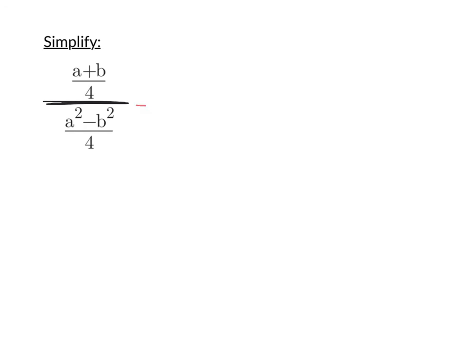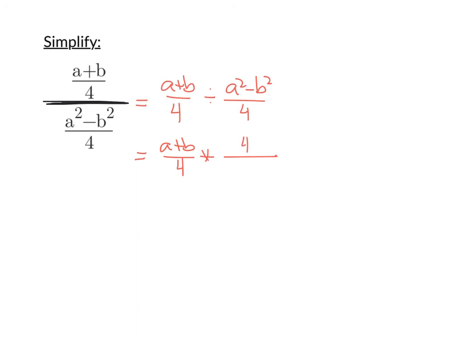That's important for us because as far as fractions go, a fraction means division. So I'm taking the numerator, a plus b over 4, and dividing it by a squared minus b squared over 4. And we just saw that when it comes to division, dividing by a fraction is the same as multiplying by its reciprocal. So that first fraction stays the same, and when I change division to multiplication, the 4 that was in the denominator is now in the numerator, and that a squared minus b squared goes in the denominator, which we should factor into a plus b and a minus b.